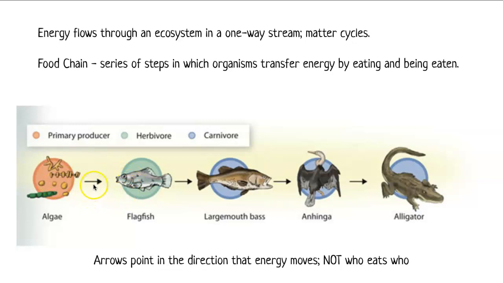Okay? The arrow represents the energy, the direction that the energy moves. So the energy that's stored in the algae moves into the flagfish once the flagfish eats the algae. So again, the arrows are the direction the energy moves. So energy moves through the food chain based on who eats who.